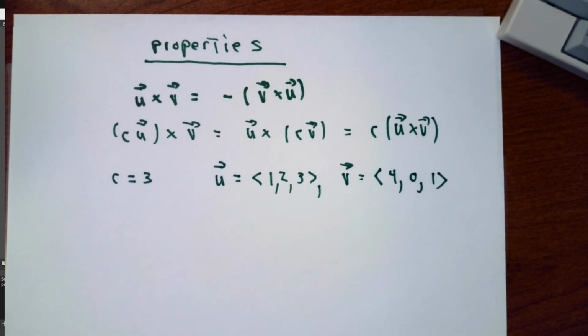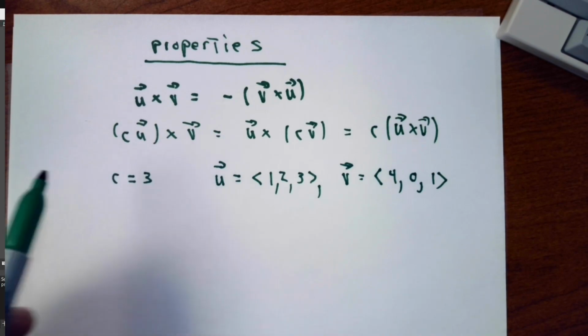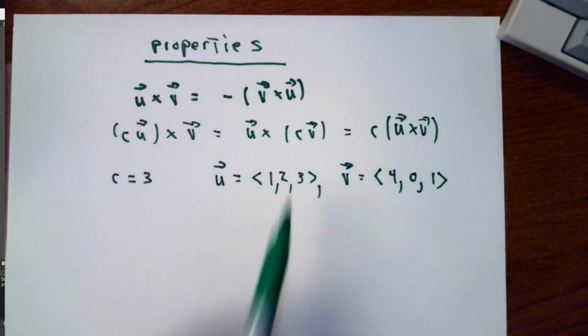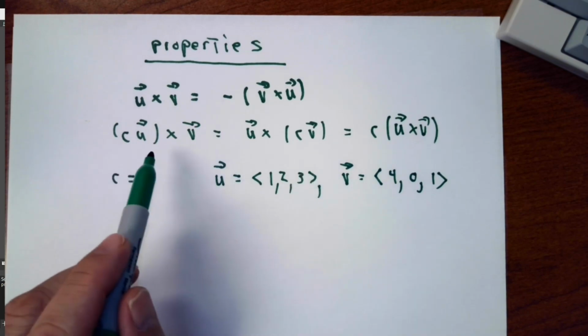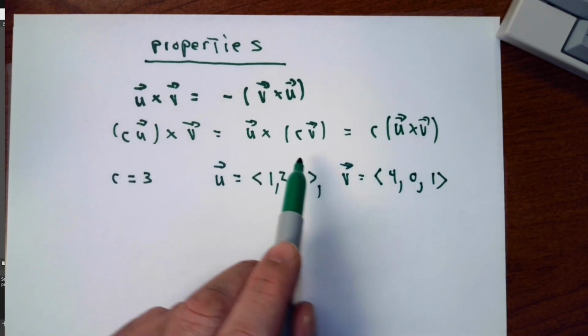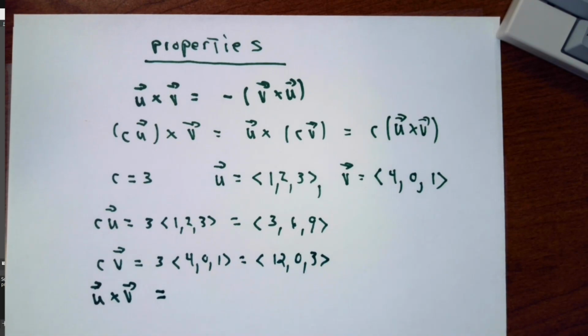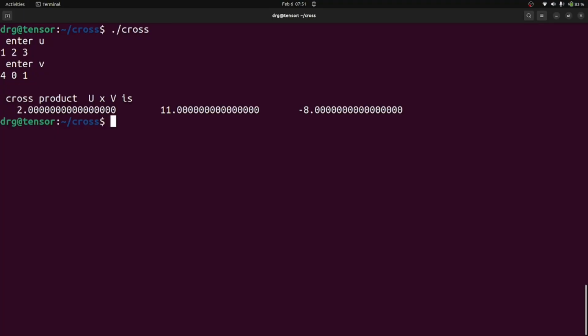In my comparison here, I'm going to need to know what c times u is, and c times v. I'll use my program to calculate this cross product and that cross product, as well as that one. c times u is 3, 6, 9. c times v is 12, 0, 3. I'll calculate u cross v using my program. Now that I know the cross product of u and v, 3 times u cross v is 6, 33, negative 24.